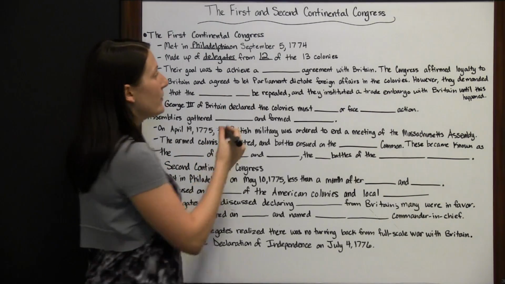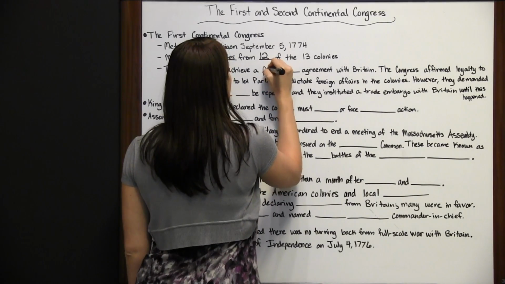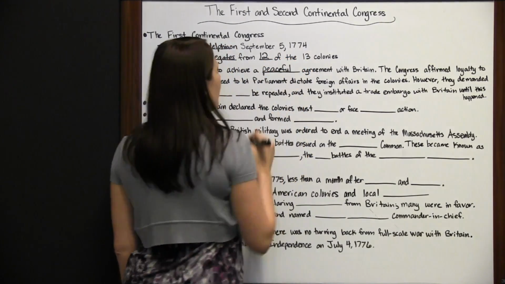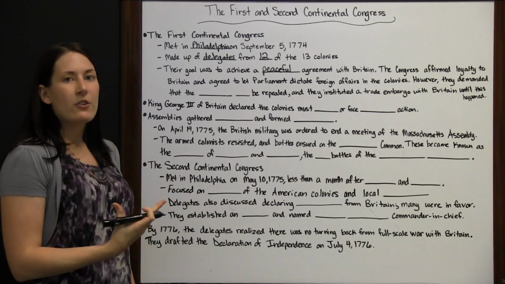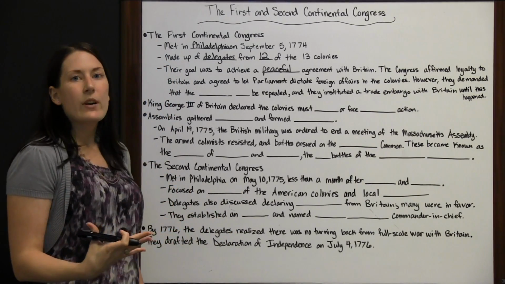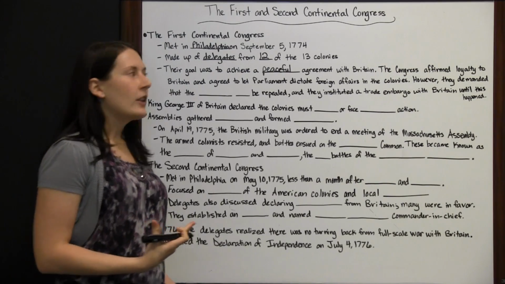So, at the first Continental Congress, these 12 delegates had a goal, and their goal was to achieve a peaceful agreement with Britain. They did not want to go to full-scale war with Britain. They knew that Britain was very powerful. They would be outnumbered if they sent a bunch of people over there, and they just basically wanted to get along but not be treated unfairly.